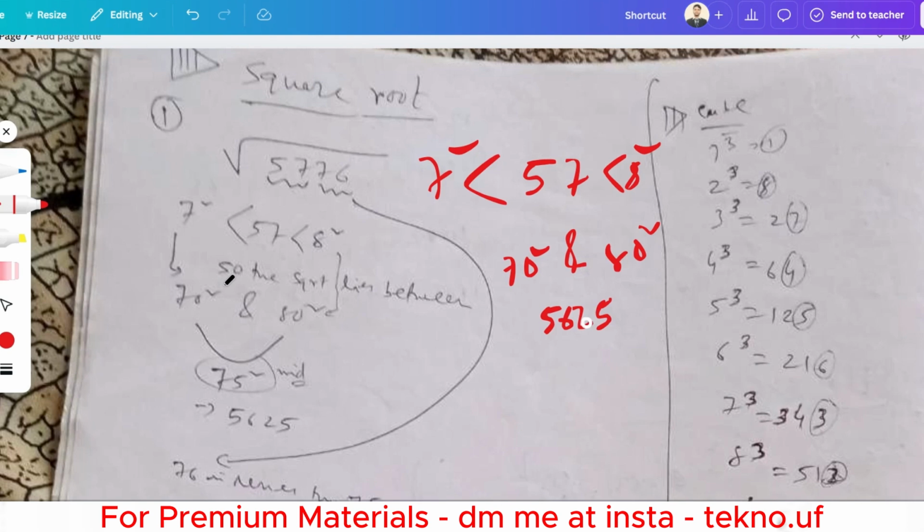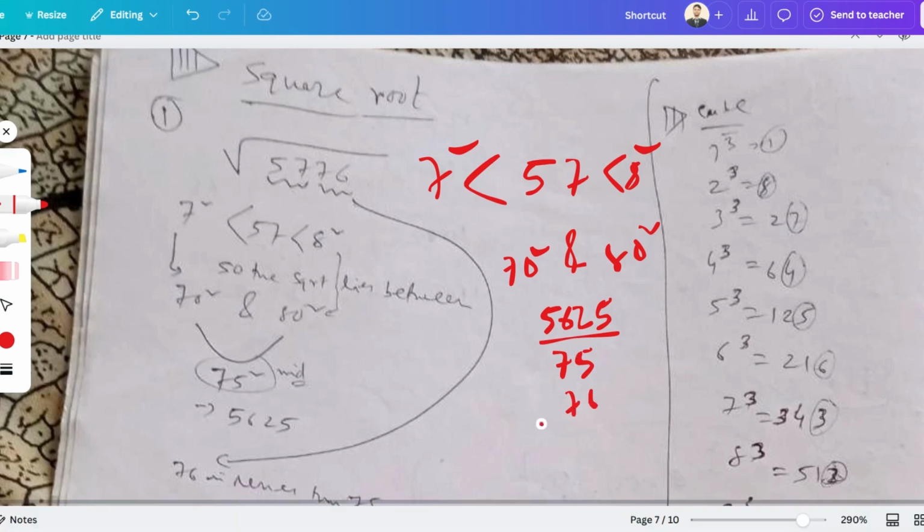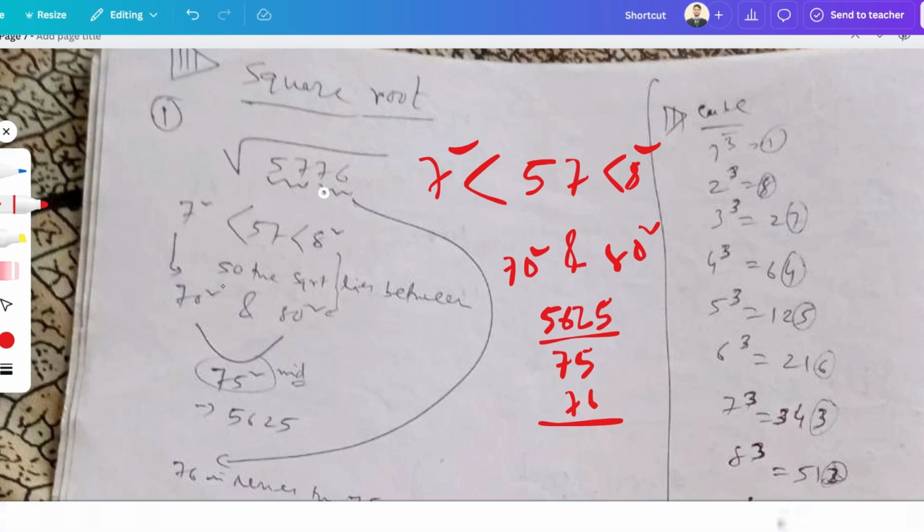So we can assume 76. So how to calculate 76 squared? There is 75 squared itself, this is 75 squared plus 75 itself, then plus 76, right? So if we add this, then the number becomes 5776. So this is the way you can get the square root very easily. Okay, so I hope you understood how to calculate the square roots as well.